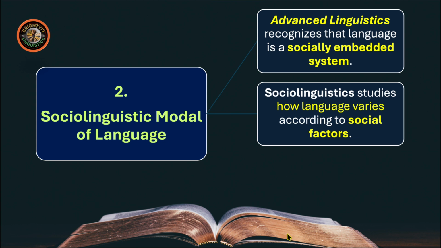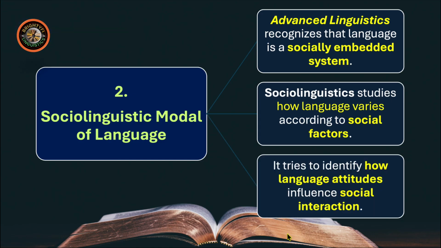Sociolinguistics studies how language varies according to social factors. Various social factors greatly influence the way we use the language: your profession, your social status, your age, and so on. They all have their own influence upon language. We continue with the same idea. It tries to identify how language attitudes influence social interaction.